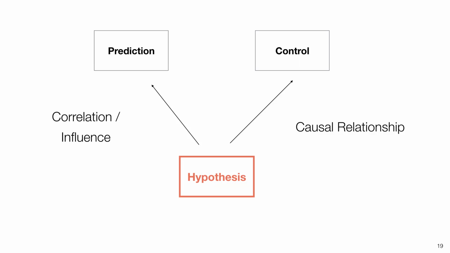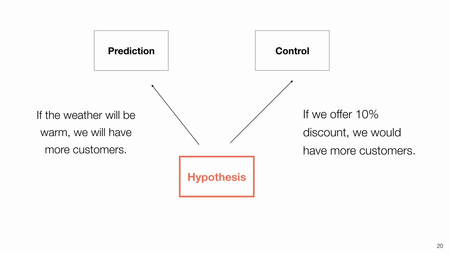For example, for prediction, maybe when the weather becomes warmer, the number of customers will increase, because the weather and the number of customers happen to be correlated. Therefore, if you know the weather, you can predict the number of customers. On the other hand, control means you actually take some kind of action. Let's say you offer a 10% discount, and if there's a causal relationship, that will increase the number of customers.